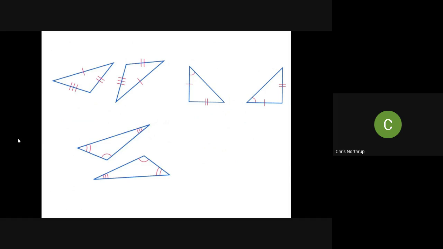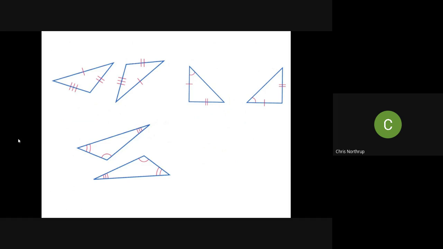All of those shortcuts, SSS, SAS, ASA, and AAS, all have at least one S, meaning you have to have at least one side pair congruent. Here I don't have any. So here, no shortcut would be used to show that those are congruent. In fact, they may not even be congruent.